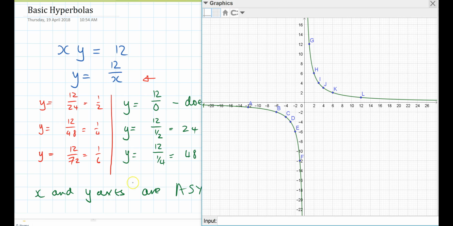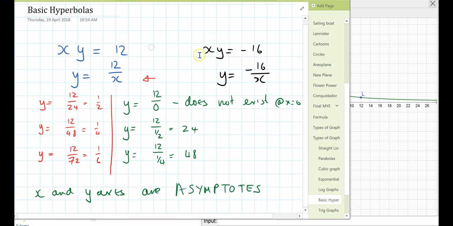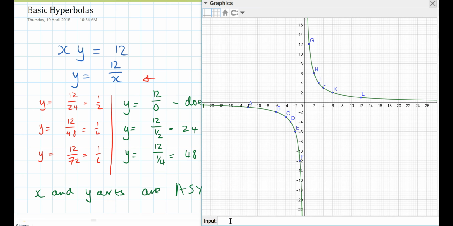Now, if you remember, I also showed a slightly different equation. I had xy is equal to minus 16. Let's see what that looks like. In this situation, I'm not going to plot the graph. I'm just going to type in the equation. So y is equal to minus 16 over x. And we get a graph that's appearing in different quadrants now.